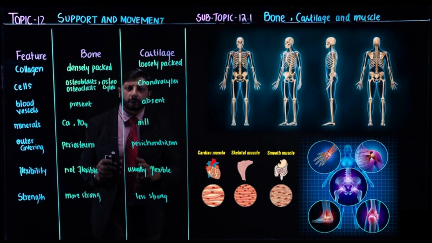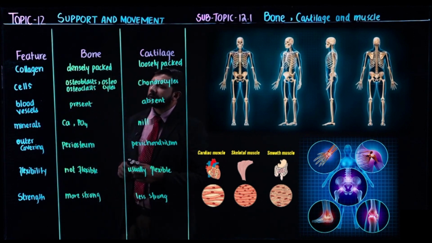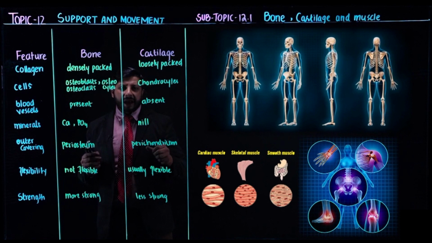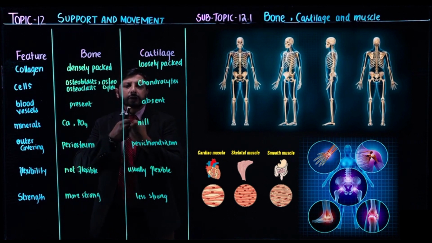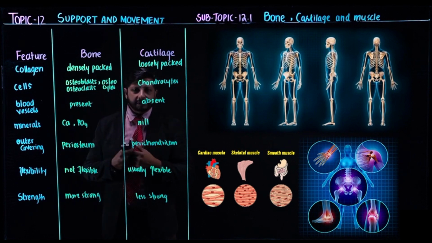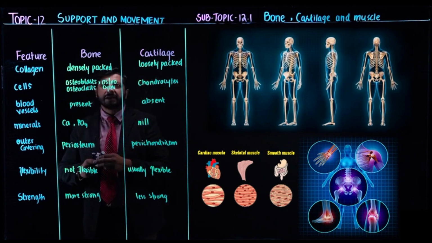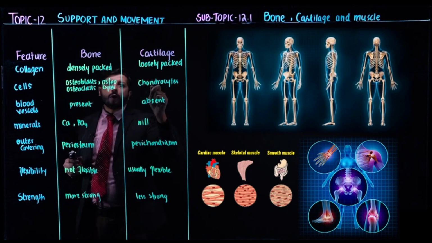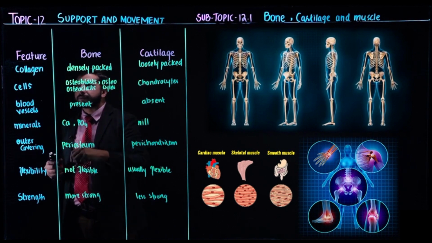If we talk about the collagen, the collagen fibers in bone are densely packed, tightly packed. So that is why it is very strong. And in cartilage, the collagen fibers are loosely packed. So that is why it is a little bit soft and flexible.